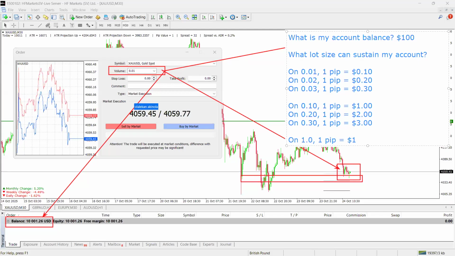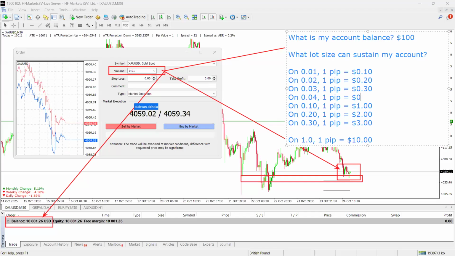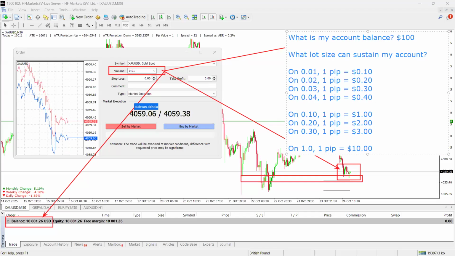Since I don't want to go beyond 1.0, I'm going to increase that of the micros. So I'm going to go back up here and increase this one to 0.04 now. 1 pip is about 40 cents on a major pair on an average gold market as well. And on 0.05, 1 pip equals about 50 cents.